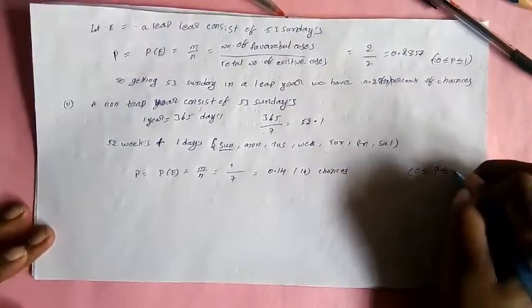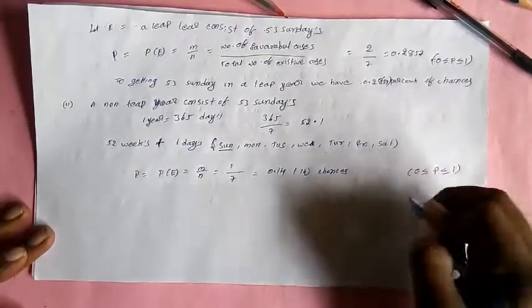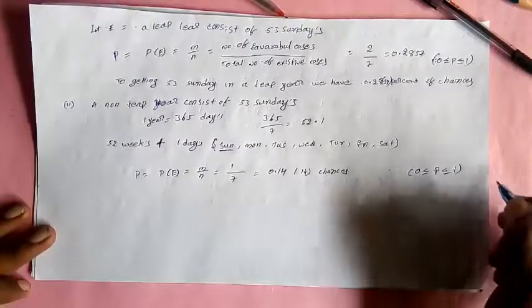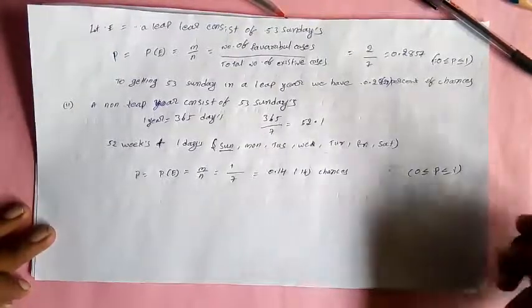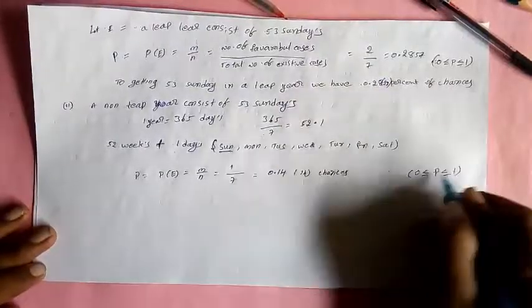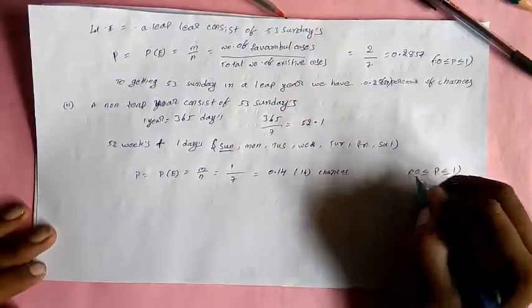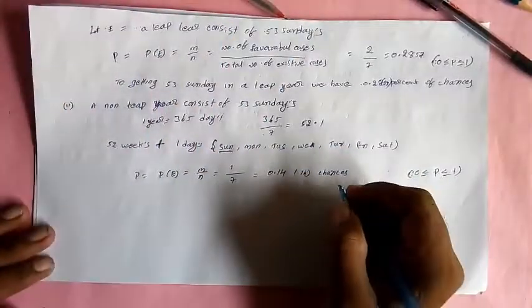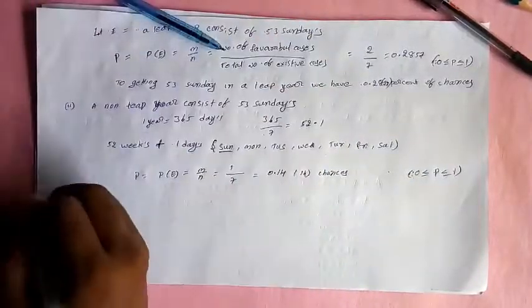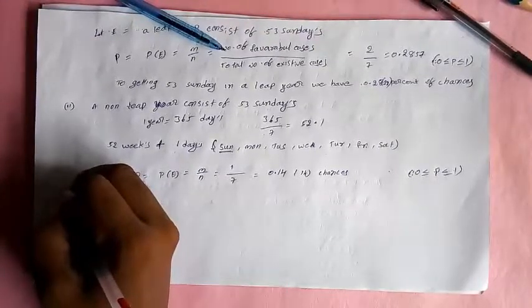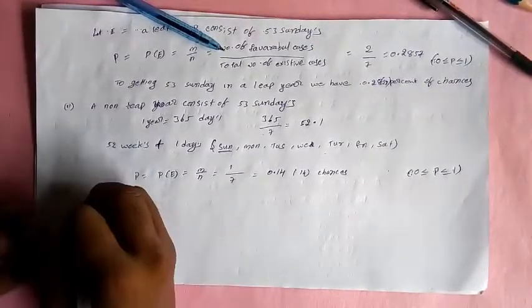To verify whether this answer is correct or not, we have the condition that p lies between 0 and 1, that is 0 less than or equal to p less than or equal to 1. So this condition is verified, so the answer is correct. And we are moving to the next problem, that is the second problem.